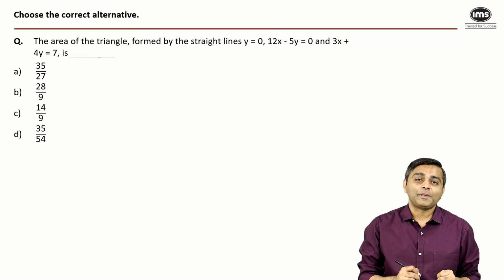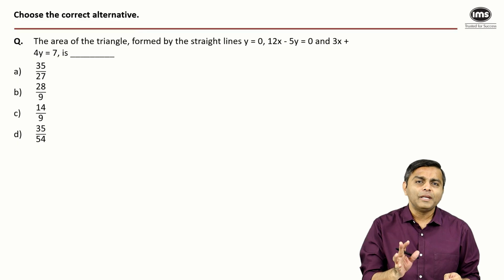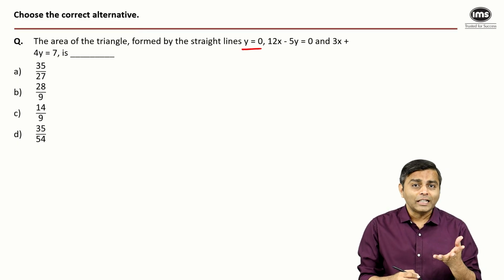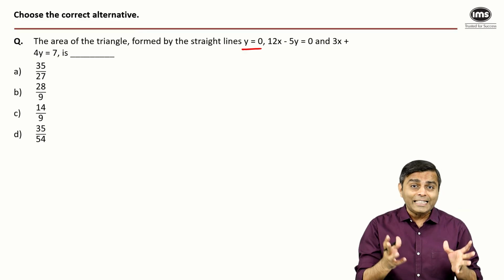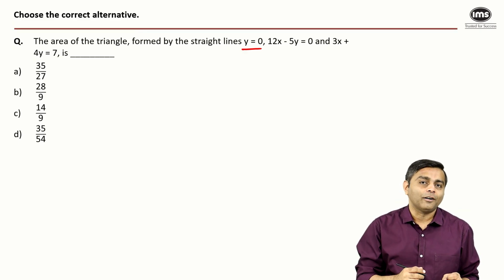Okay, moving on to the next question now. Next question, coordinate geometry question. I would put this question between B and C. Thankfully, at least one line they have given as y is equal to 0. Other two lines we'll have to actually plot. So we see how the triangle is formed, and then we'll have to go from there as to how to find the area of the triangle.